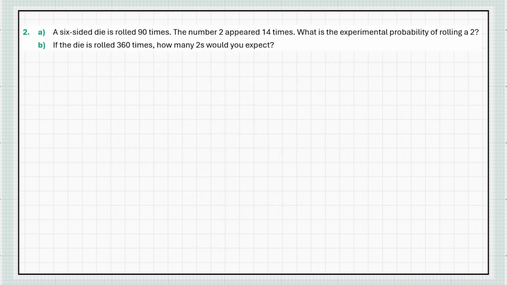Okay, here's another one. So we have a 6-sided die which is rolled 90 times. The number 2 appeared 14 times. What is the experimental probability of rolling a 2? So experimental probability again is going to be the number of times the event occurred divided by the total number of trials. So the number 2 appeared 14 times and the number of trials was 90. That's our experimental probability.